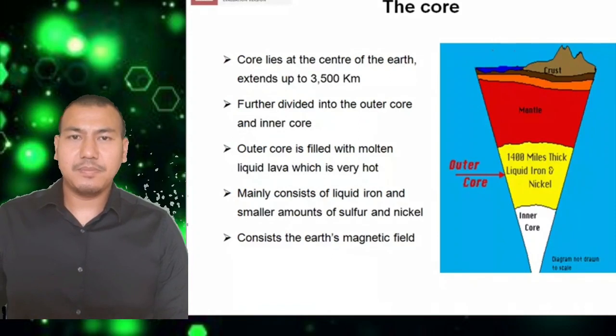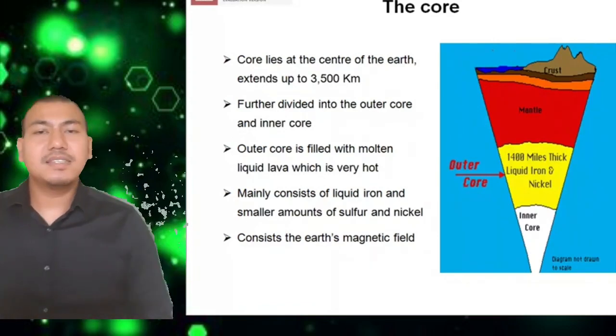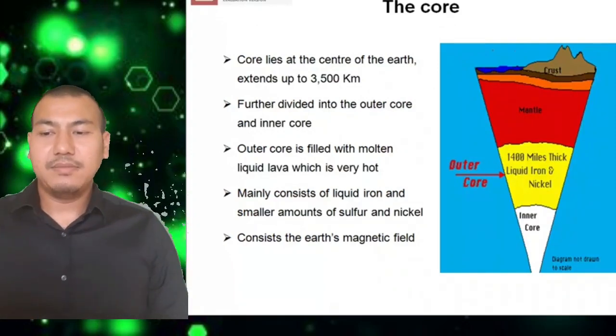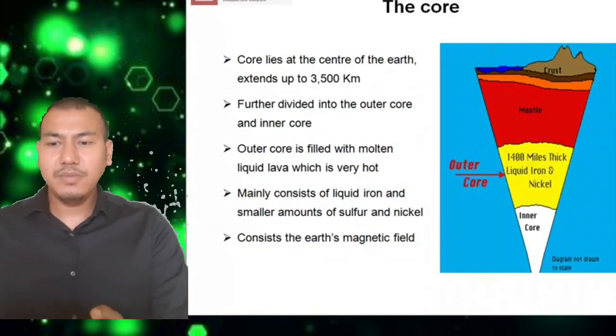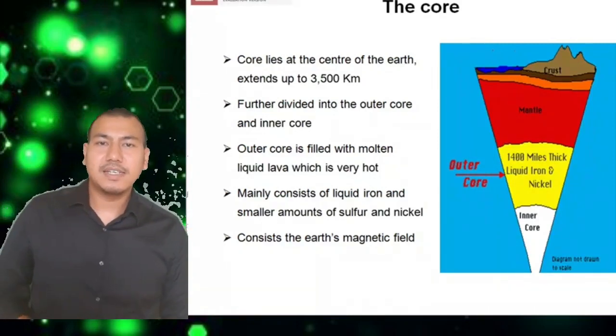It is in the lava stage. What state is it in? In the liquid state. It mainly consists of liquid iron and a smaller amount of sulfur and nickel. So what are the minerals that are available in the outer core? Iron, which is in liquid form, and sulfur and nickel. Both these minerals are in liquid form.